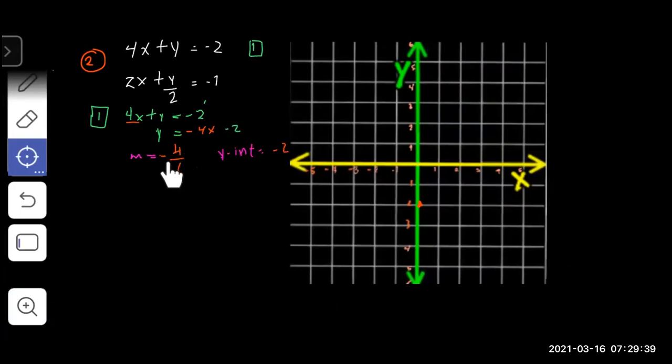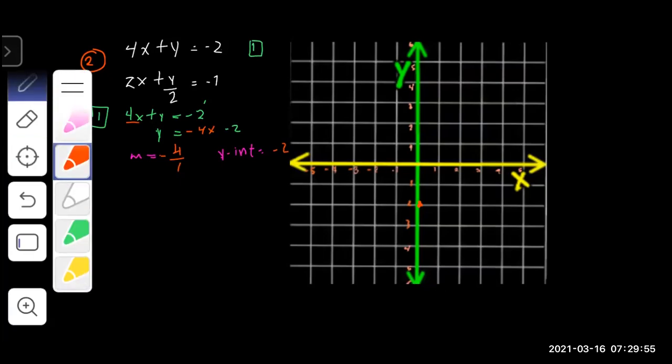4. The slope is -4, guys. From this point, 4 units down: 1, 2, 3, 4. It's going to be right here. And how many units to the right? 1. Here's going to be my second point, guys. Almost out of space. Then let's make a line.